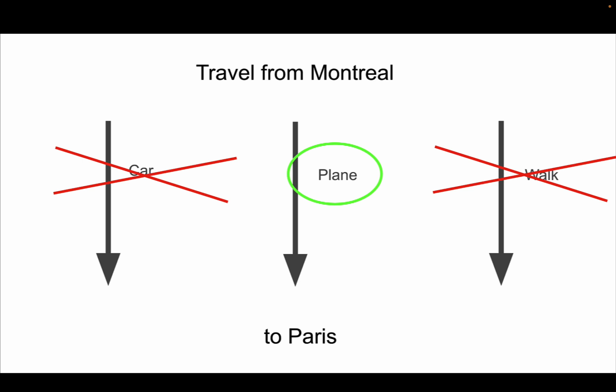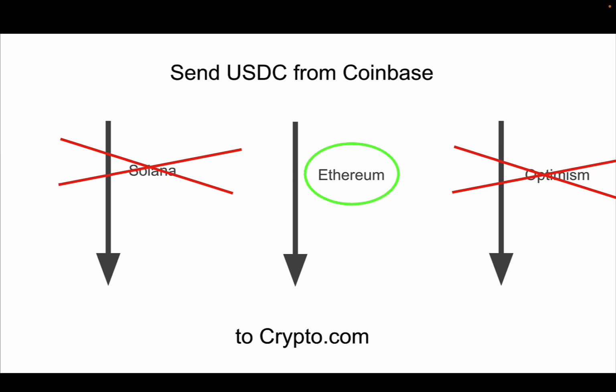Now, let's give you a slightly different example. Let's imagine that you're traveling from Montreal to Paris. Well, you can't go there by car, you can't go there by walking, because obviously there's the Atlantic Ocean between the two, but you can travel there by plane. And in a similar sense, if you're sending USDC from Coinbase, which is a cryptocurrency exchange, to Crypto.com, which is another cryptocurrency exchange, you can't send your USDC on the Solana network or the Optimism network because Crypto.com won't allow those networks. But instead, you can send your money there with the Ethereum network.